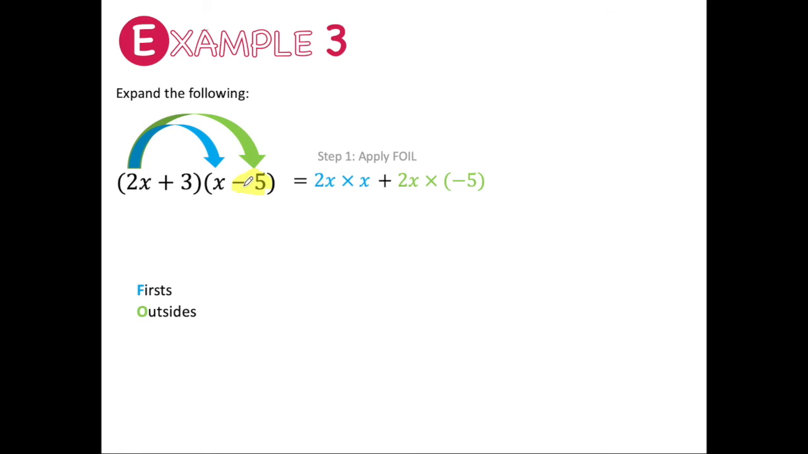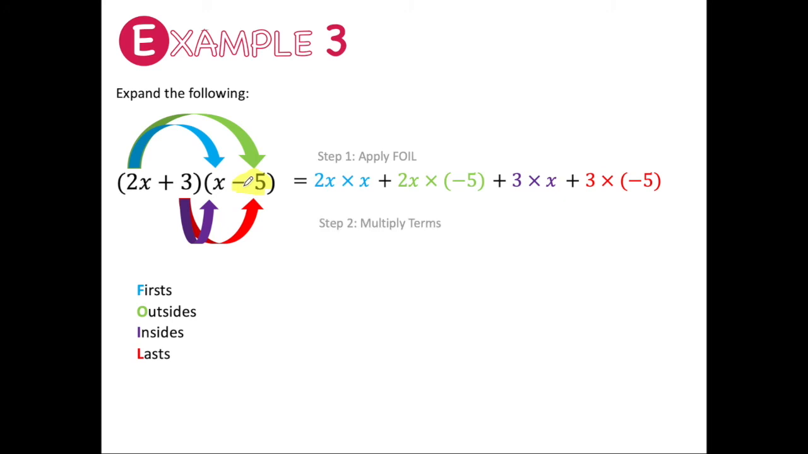Then I'm going to do my inside terms, so 3 and x, so plus 3 multiplied by x, and then finishing off with my last terms, which is 3 and negative 5. So plus 3 multiplied by negative 5. So now I can start to simplify by multiplying my terms together.